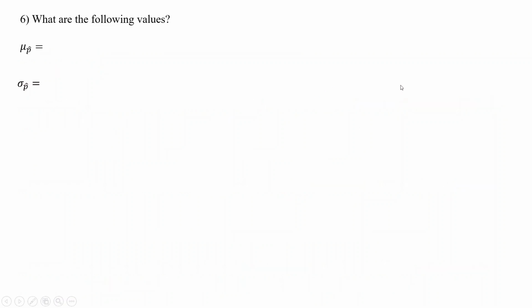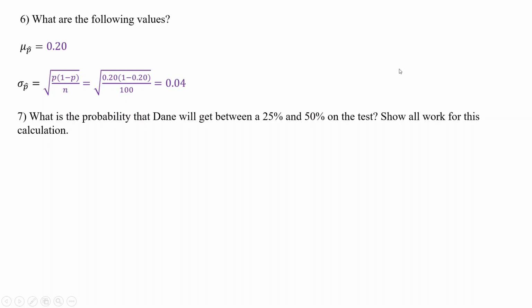So what are the following values here? Because all of our conditions are satisfied, we can find the center and the spread of our sampling distribution. The mean is going to be equal to the population proportion, and for the spread, we substitute the values we have. 0.04 is going to be our spread, and it's a normal distribution. Now we can answer the question: what is the probability that Dane will get between a 25% and a 50% on the test?